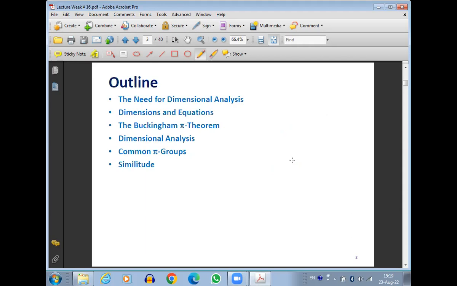So the outline is first we are going to discuss the need for dimensional analysis. Then we are going to discuss the dimensions and the equations. Then we are going to cover the Buckingham pi theorem. If I'm not wrong, you have already covered the Buckingham pi theorem in one of your courses earlier. Then we are going to discuss a little about dimensional analysis. Then we're going to talk about common pi groups. And then finally, we're going to discuss the concept of similitude.